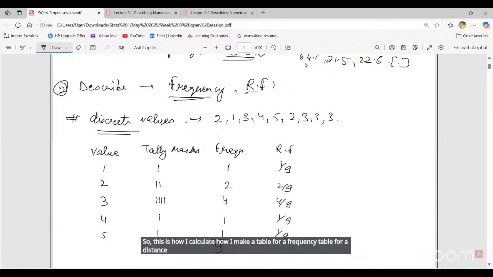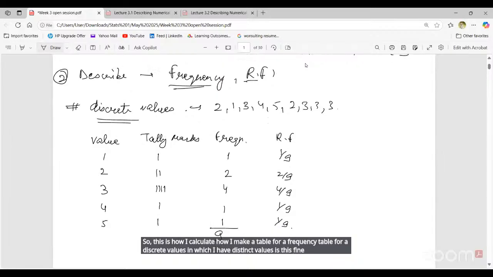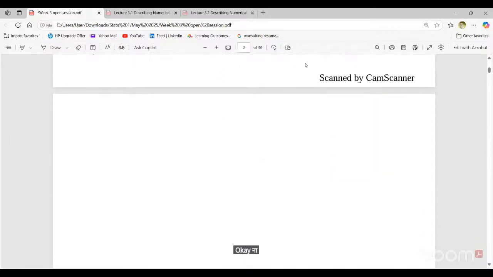for discrete values in which I have distinct values. Okay, is this fine? Yes, ma'am.